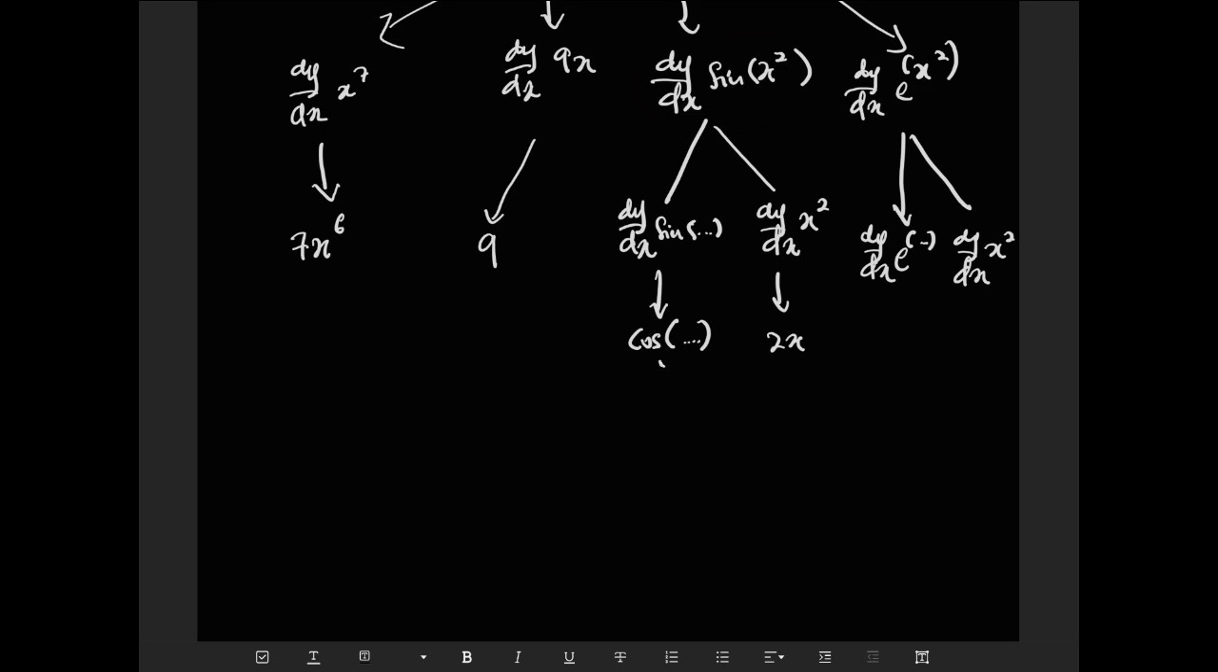So let's multiply these two, right, before we proceed with combining with the others. So basically it is cos, let's put back whatever is in the brackets. So cos x squared, times 2x, which will give us 2x cos x squared. Okay, and then let's do the same for the exponent function.